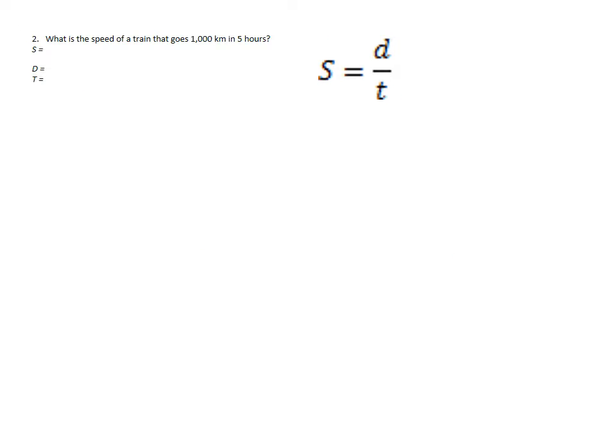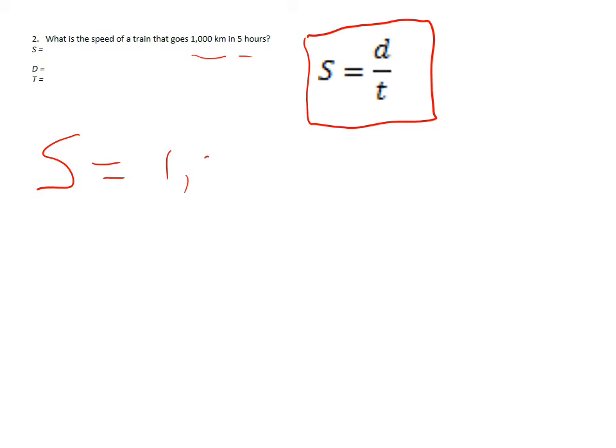So in question number 2, it says, what is the speed of a train that goes 1,000 kilometers in 5 hours? So once again, the equation's already written. Speed is equal to distance divided by time. And now we have to plug in, based upon what we find in the problem, the information. So again, we're going to solve for speed. The distance is a length measure. So 1,000 kilometers is a length. The time is 5 hours.